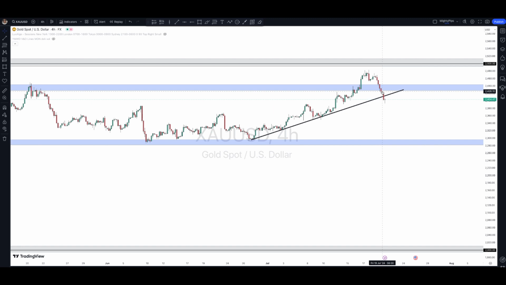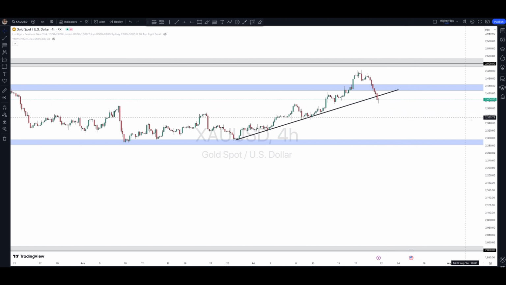So it is going to close below weekly resistance on the 4-hour chart and on the daily chart. And also on the 4-hour chart, it has closed below the daily trend line here. Okay, so what do we do at this point?